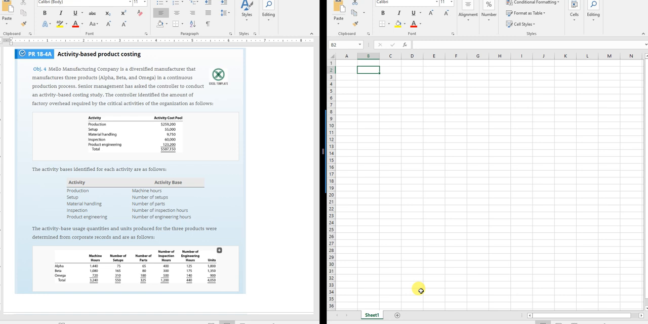Let's talk about Chapter 18. Chapter 18 is all about activity-based costing. This semester, we do a lot of things with cost allocation. Cost allocation is not at all a difficult topic.